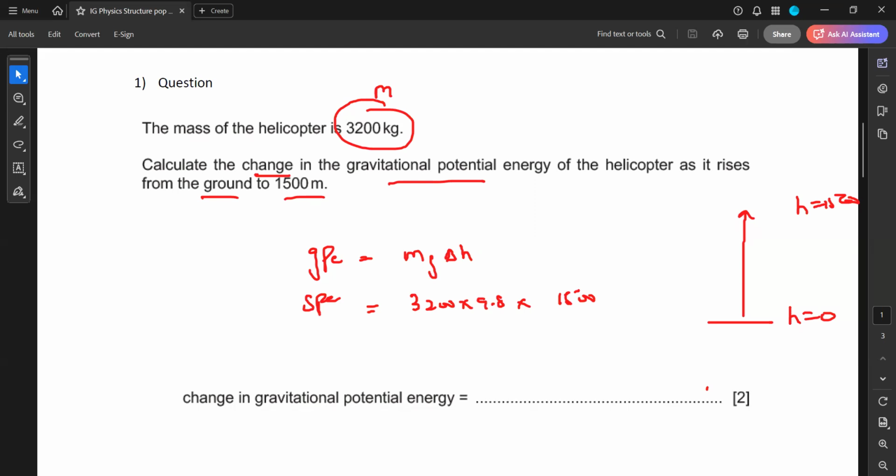When you multiply all of them, it will be around 4.7 into 10 to the power 7. And the unit of the energy is joules. Why is it 2 marks? 1 mark is for writing this formula or showing a substitution, and 1 mark is for the final answer. Is it clear, this one?